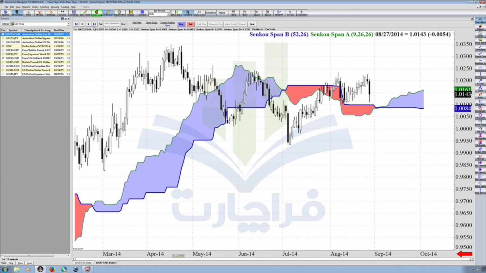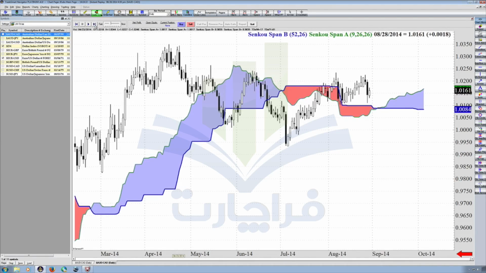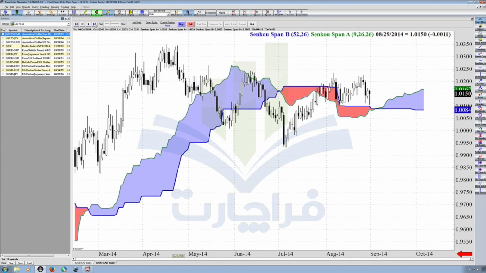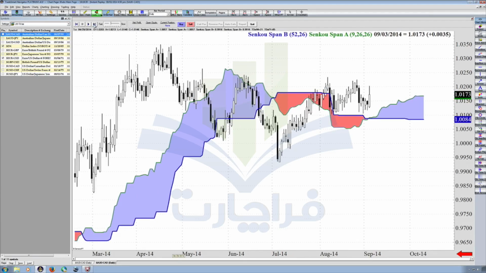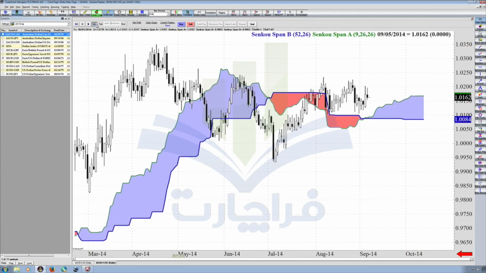Let's see. Well, still stuck. We're just stuck. Look at that. I can't believe I picked the currency that we're going to be stuck on for 4 months. That would be my luck. Just not give us good signals at all. Actually, I think it's giving us great signals. But all right, so still continuing to be stuck there.